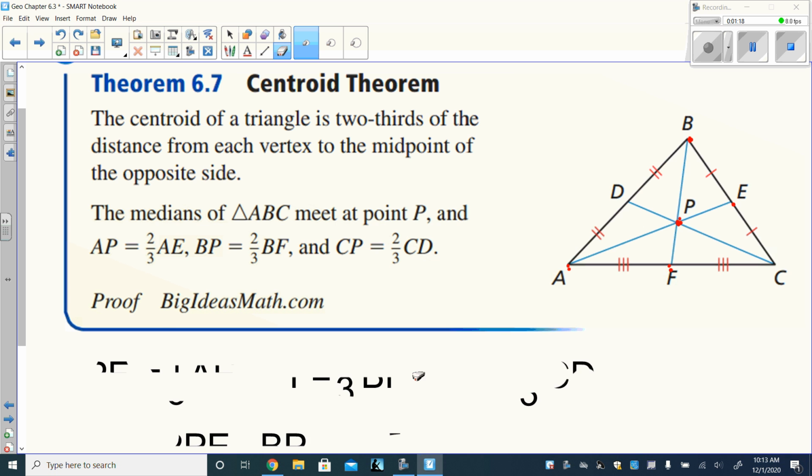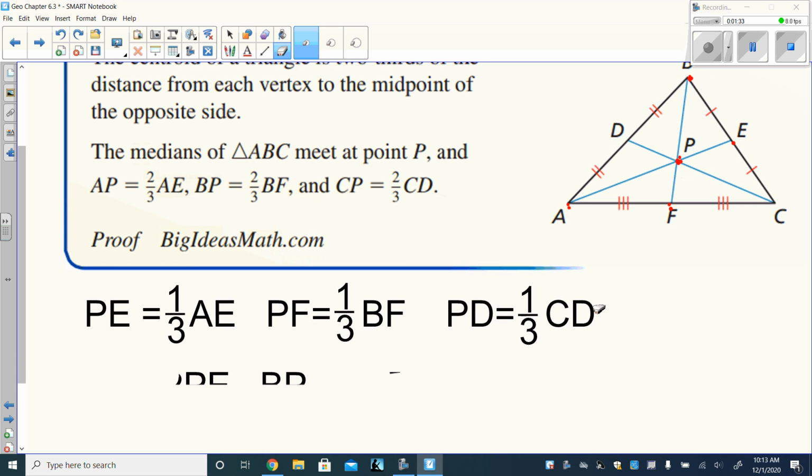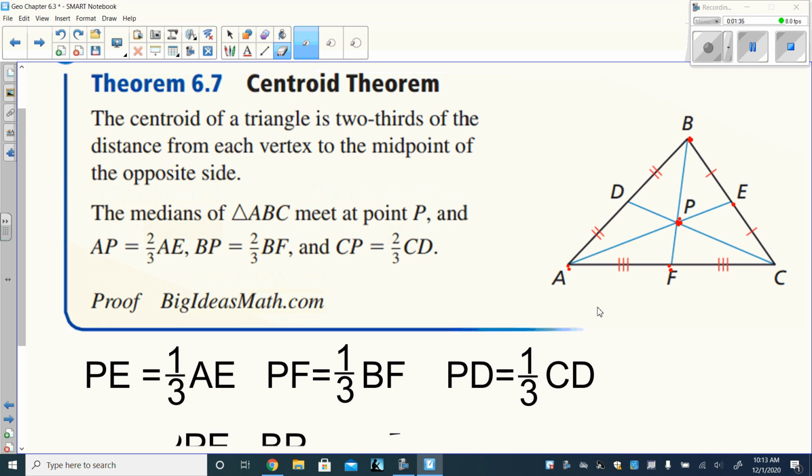So what we could say is that PE, the smaller section, is equal to 1/3 of the whole. PF, the smaller section, is 1/3 of the whole. And PD is equal to 1/3 of CD, the whole. And we get this here. So either AP, the bigger portion of the whole line, is equal to 2/3 of the whole, or PE, the smaller section, is equal to 1/3 of the whole line.